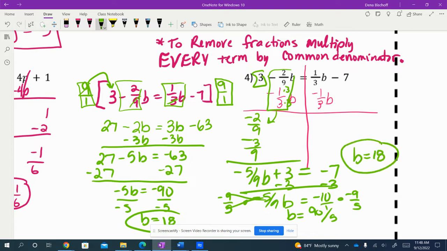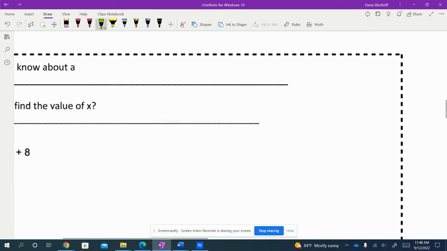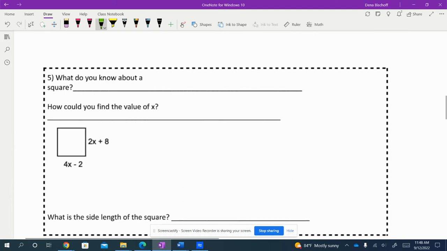So you need to decide if you like working with fractions or if you don't. But if you're going to multiply by the common denominator to get rid of the fractions and you don't know how to multiply fractions, use a calculator. Because otherwise you're going to make mistakes. All right, moving on. You guys with me? Okay. All right.